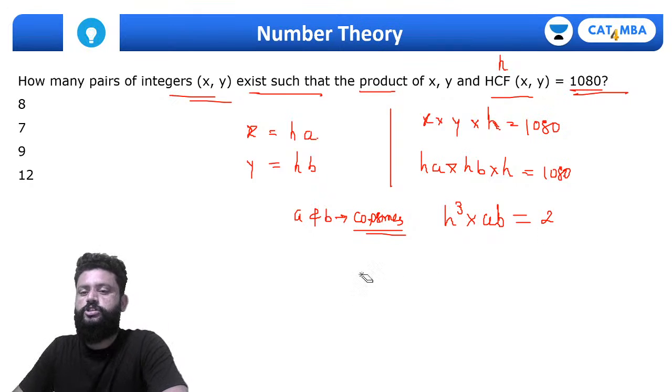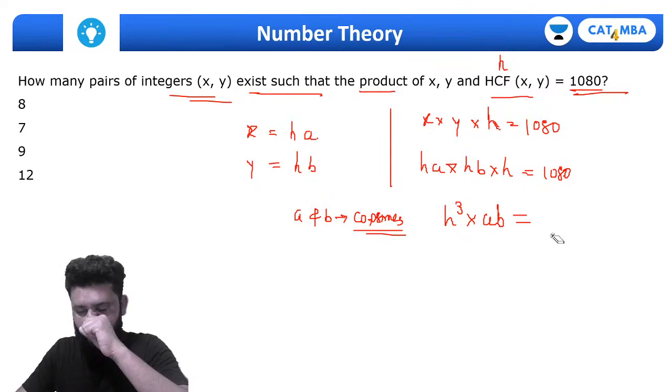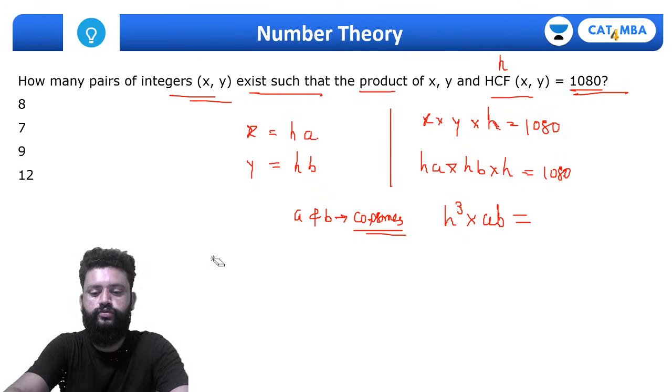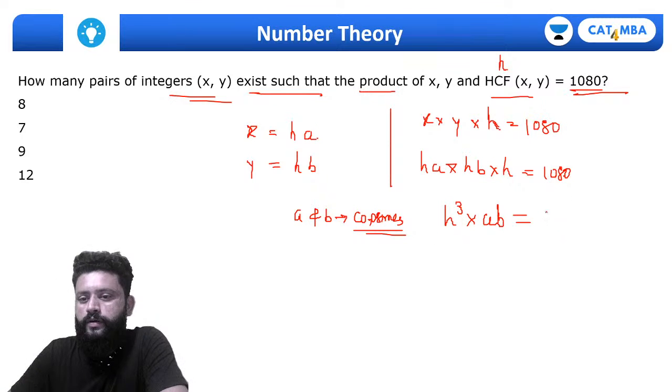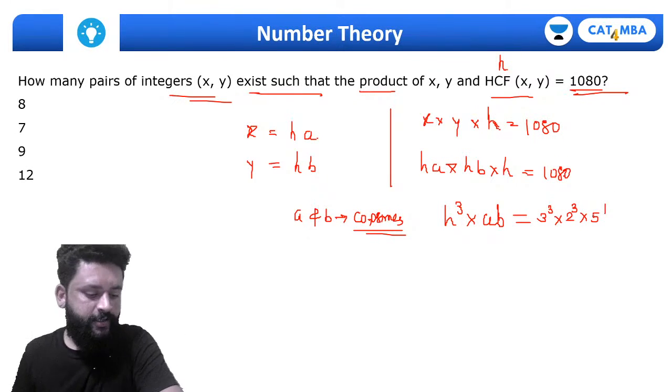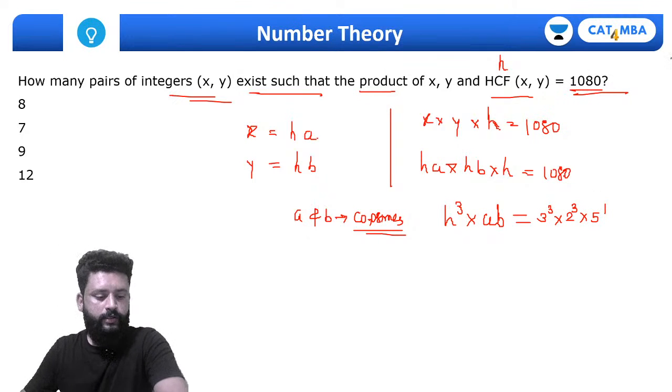What was the prime factorization of 1080? It is 27 into 4. Right. 3 cube into 2 cube into 5. Is it right? Yes or no?